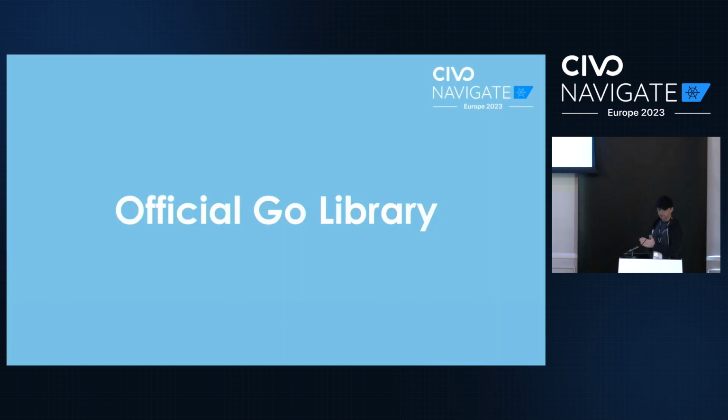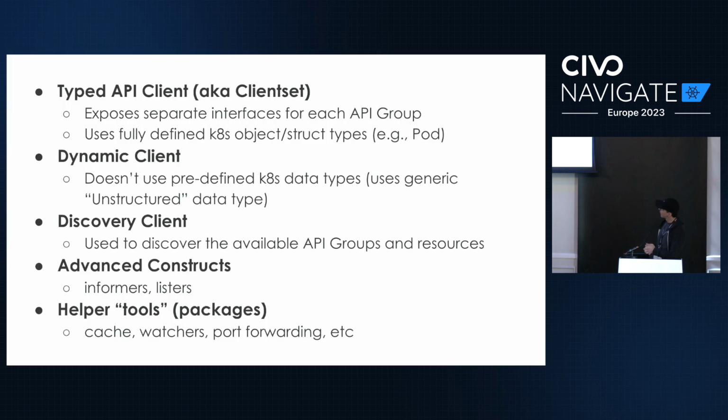Now, the official Go library is the standard for all other libraries. The other libraries are always compared to the Go library and its capabilities, so it's a good idea to do a quick overview there. The most important and the most used part of the library is the client set. The client set is a composite API client that has a bunch of mini clients for each API group. For example, there's a mini client for the core API group.